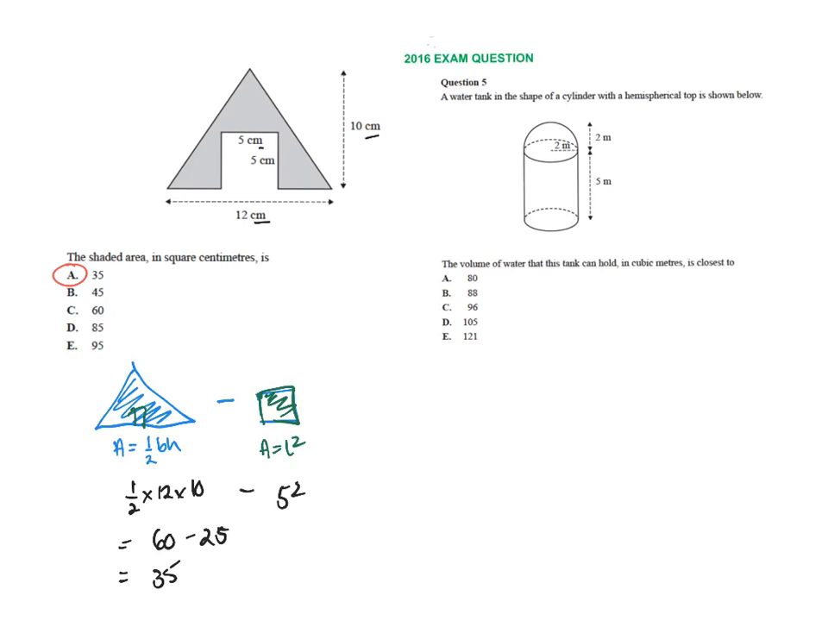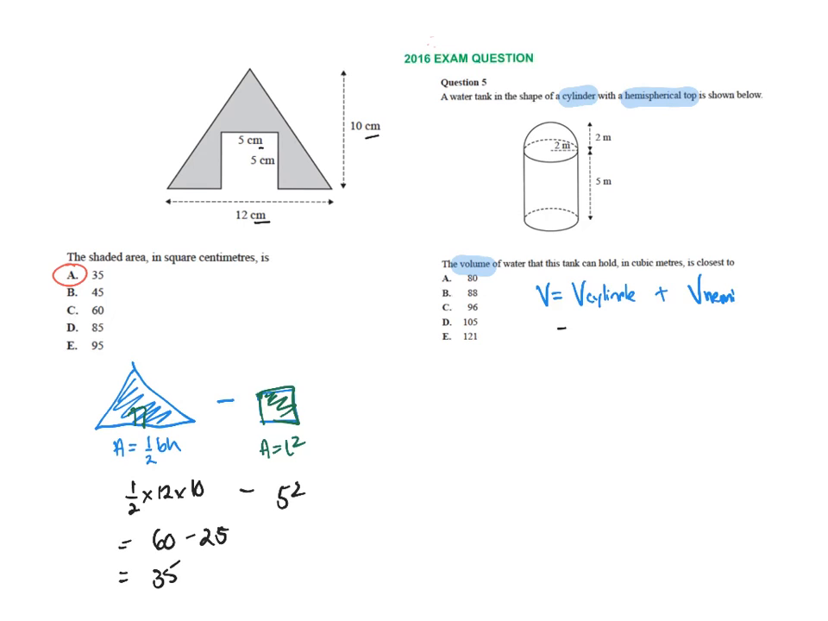All right, and now this one is in 2016, and it's question 5. They're supposed to be getting a little bit harder, but I don't know, seems pretty easy. The water tank is the shape of a cylinder and a hemispherical top. So what you've got there is like half a ball and then a normal cylinder. When it says find the volume, you have to break it up. The volume would equal the volume of the cylinder plus the volume of the hemisphere.